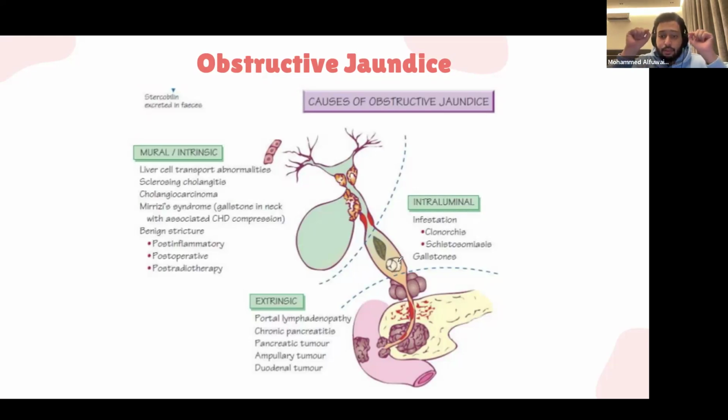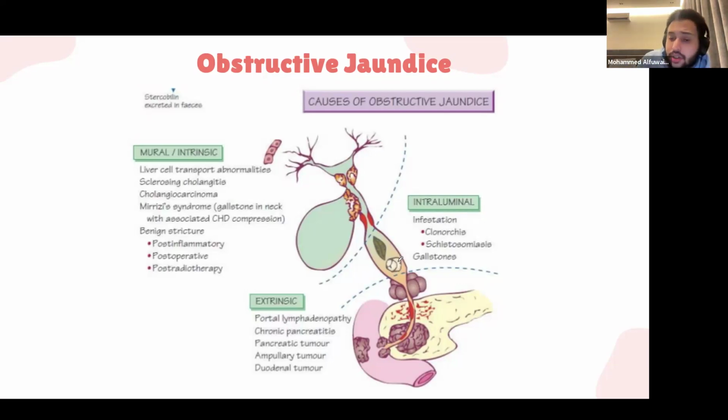Inside the lumen, gallstones go to the common bile duct and obstruct there, which is what we call choledocholithiasis. A choledochal cyst can cause obstructive jaundice. Strictures, which are from a previous procedure, for example, and infections, which are from flukes. So Clonorchis sinensis, for example, and schistosomiasis specifically. I don't think you need to remember this, but Schistosoma mansoni and japonicum.